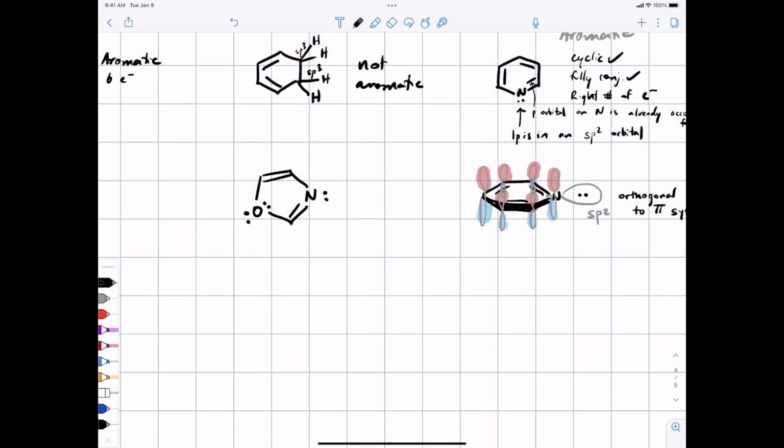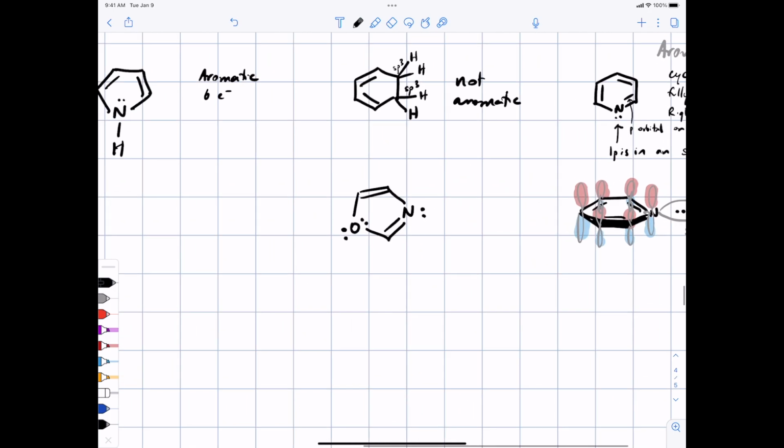I draw that and I almost want to laugh. I almost want to give an evil laugh. Not amused. You can hear that in your head when you take the exam. Okay. Is it aromatic?